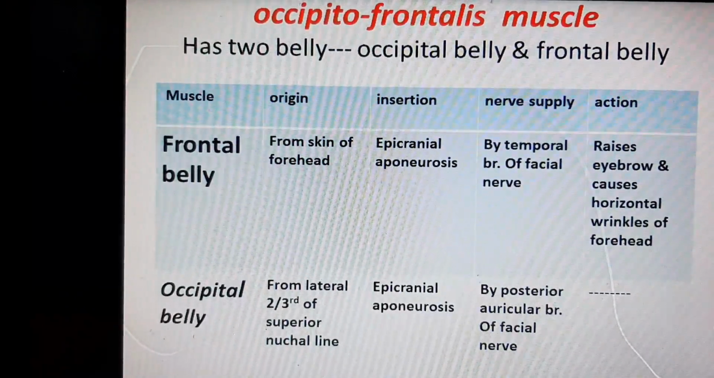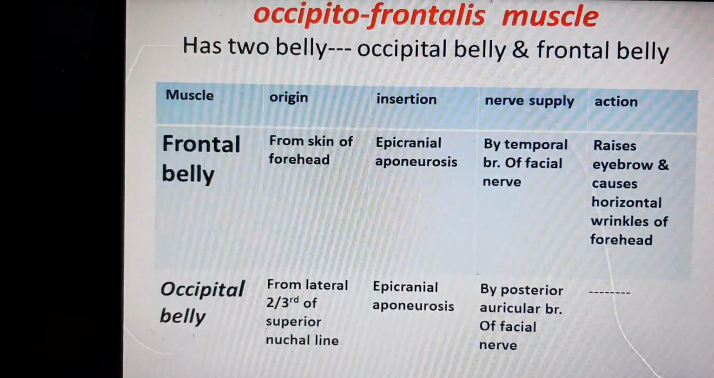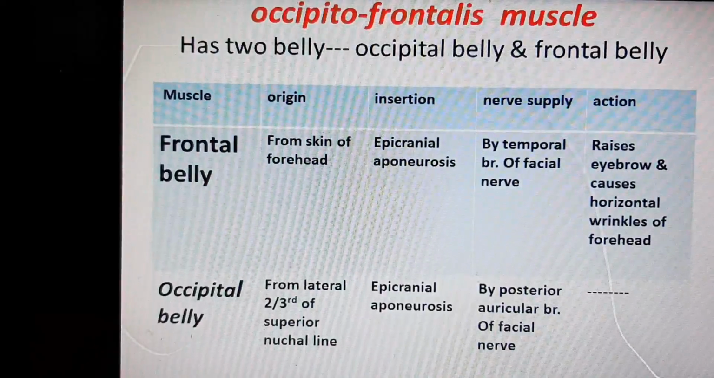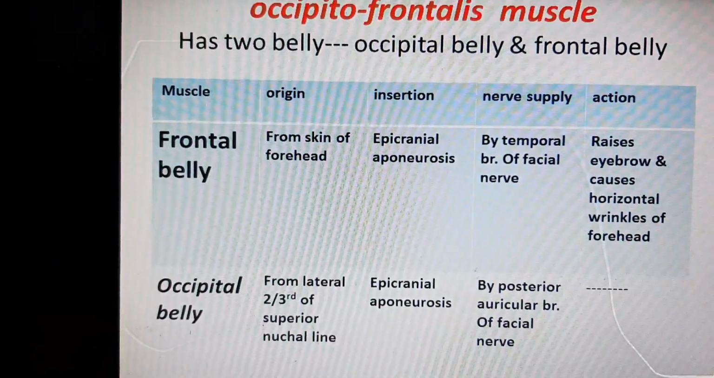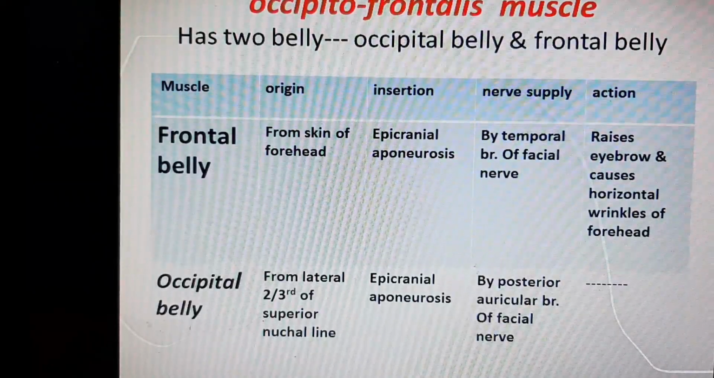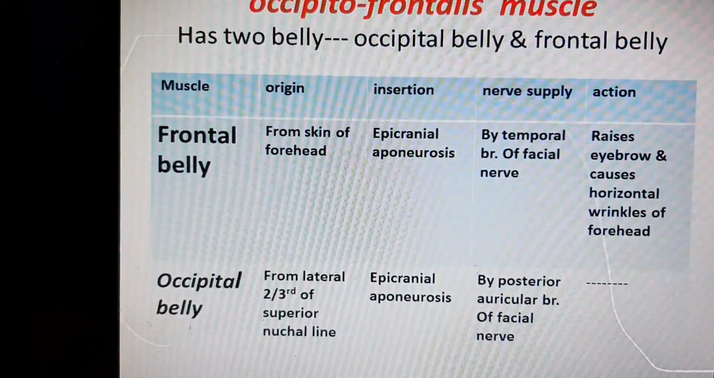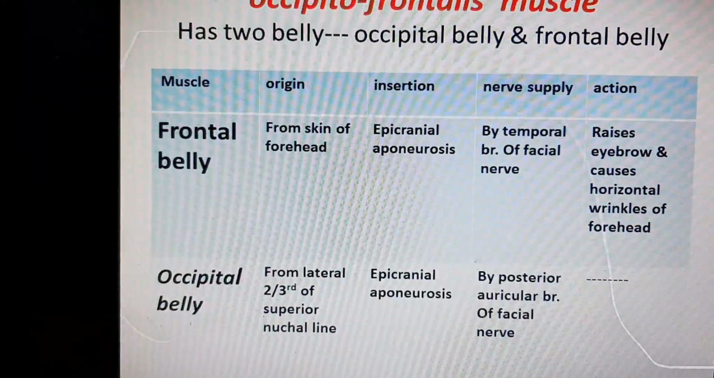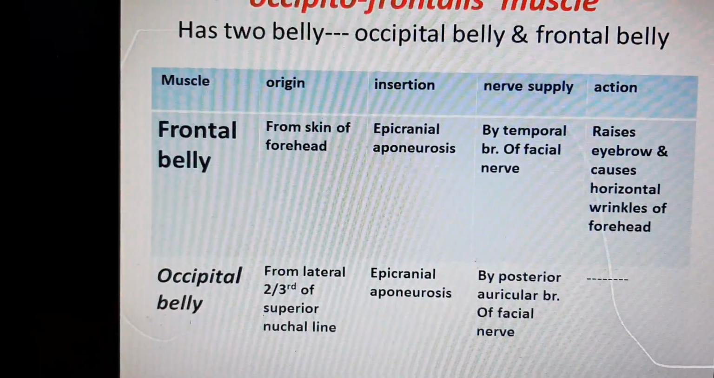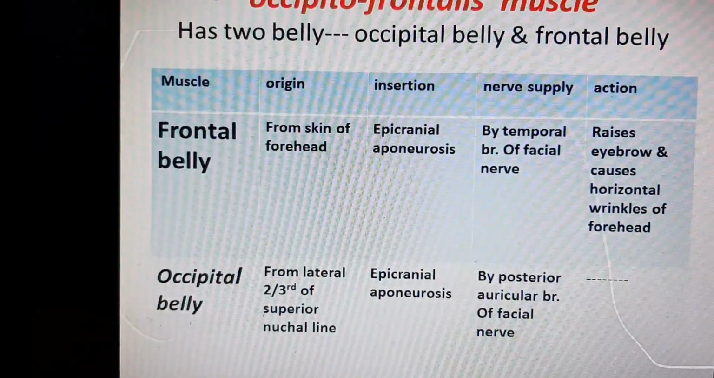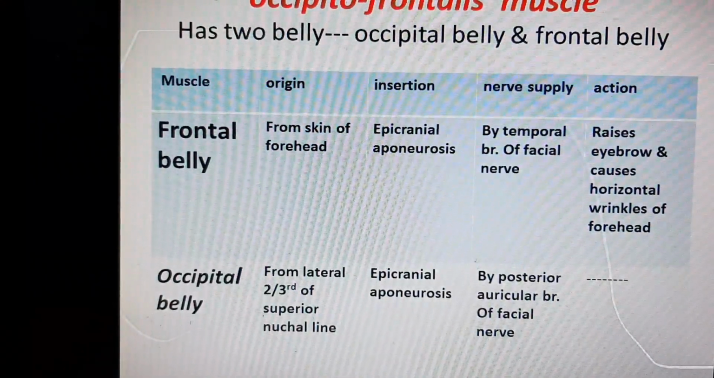Now coming to the origin, insertion, nerve supply and action of the occipitofrontalis muscle. The occipitofrontalis muscle has two bellies, the occipital belly and the frontal belly. First, the frontal belly. The frontal belly arises from the skin of the forehead and is inserted into the aponeurotic layer, and it is supplied by the temporal branch of the facial nerve. It has the action to raise the eyebrow and to produce horizontal wrinkles on the forehead.